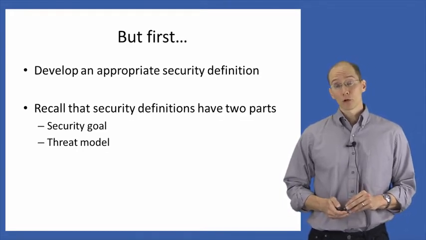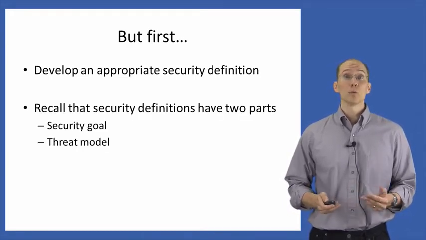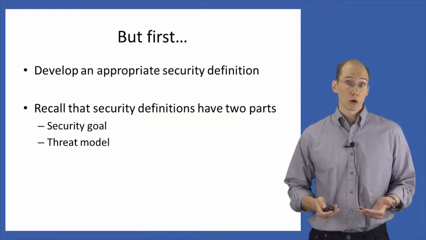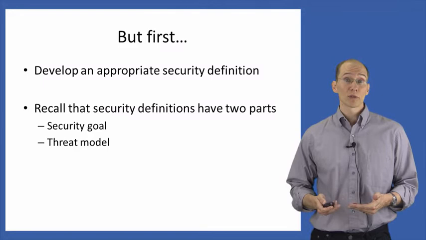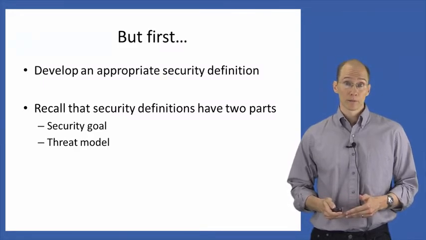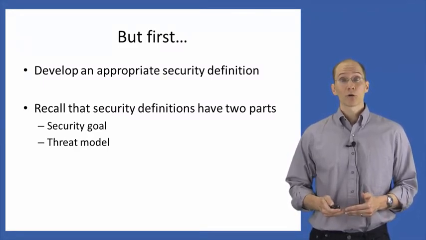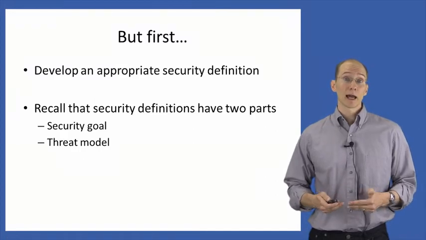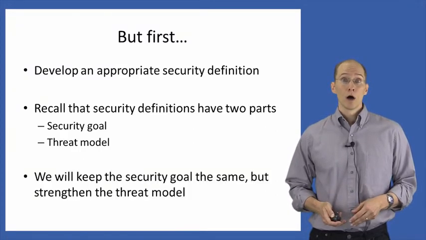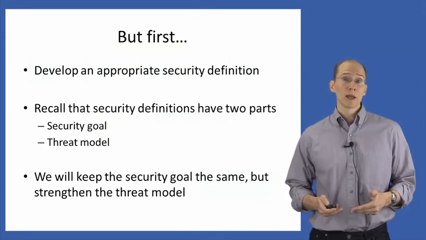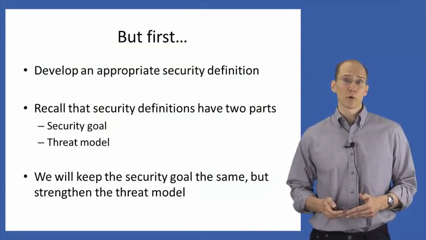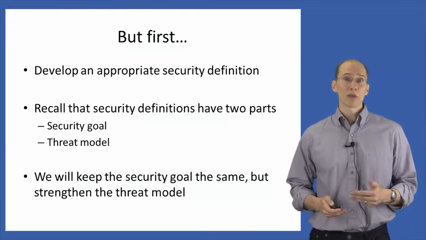Remember that in general, cryptographic security definitions have two parts. There's the security goal, describing what it is the parties are trying to achieve, or equivalently what they're trying to prevent the attacker from doing, and the threat model, describing the abilities that the attacker is assumed to have. Our general approach here is that we're going to keep the security goal essentially the same as what we've seen before for the notion of indistinguishable encryption, but we're going to now strengthen the threat model.